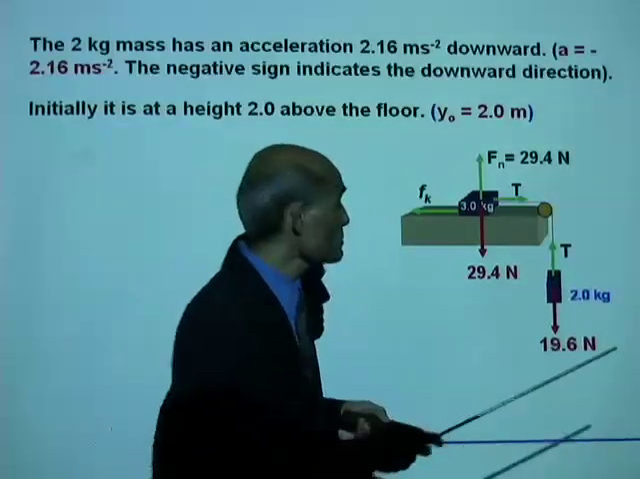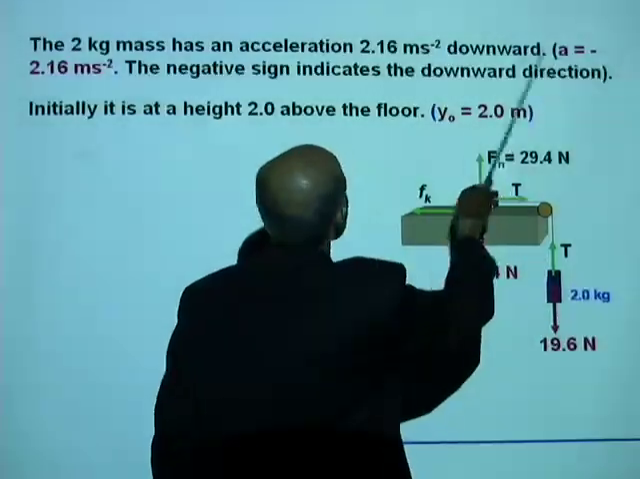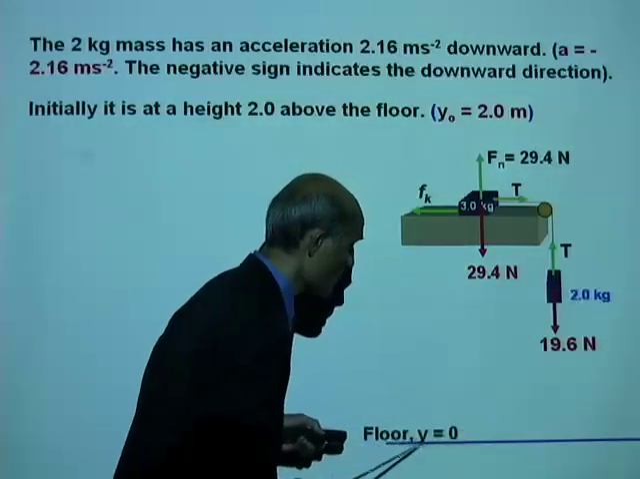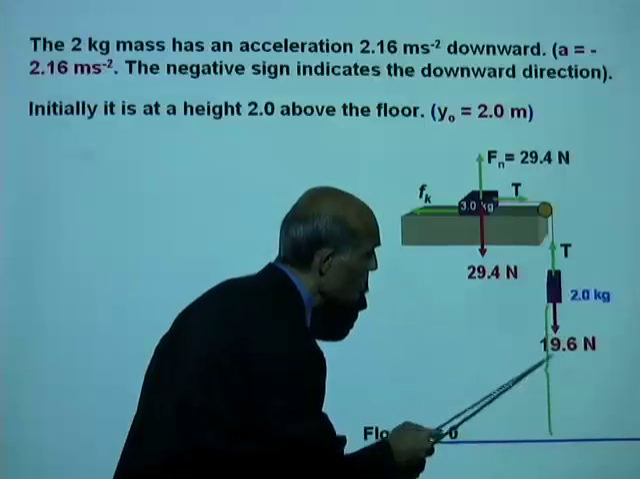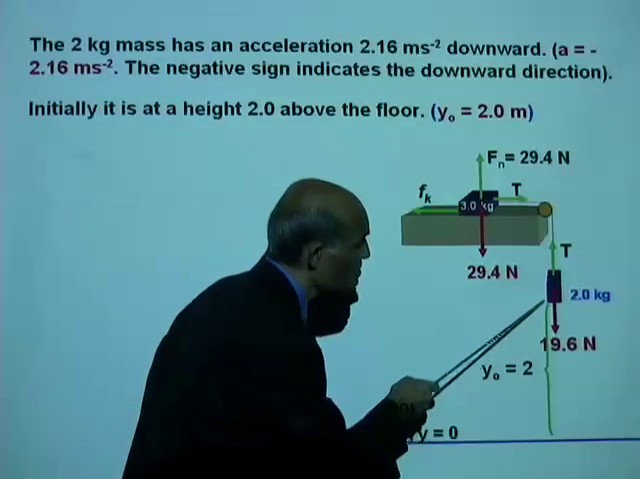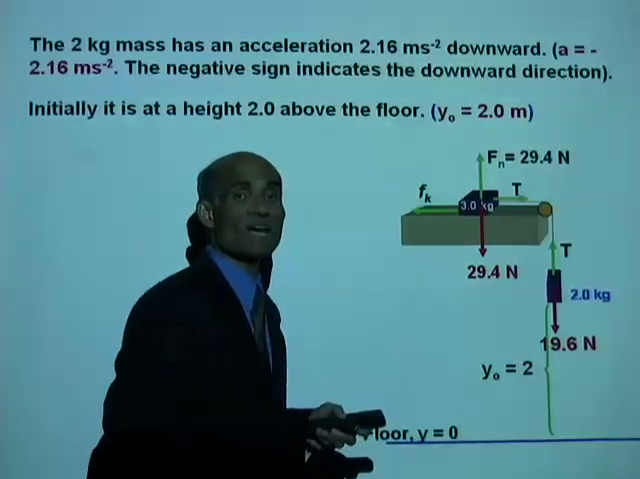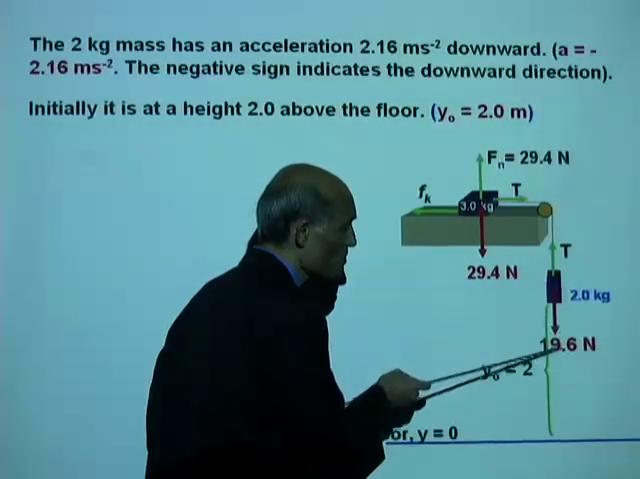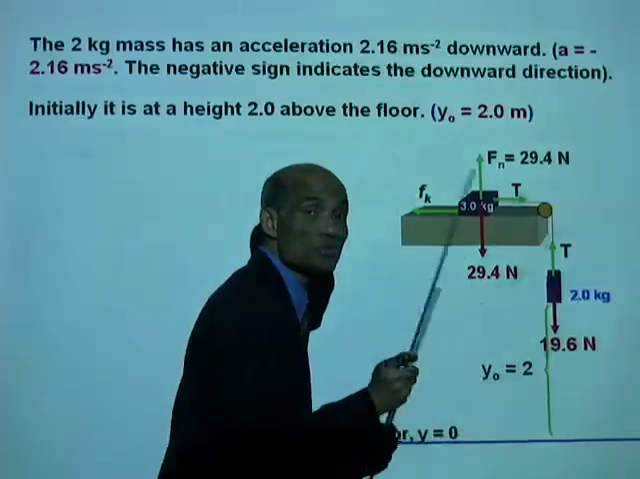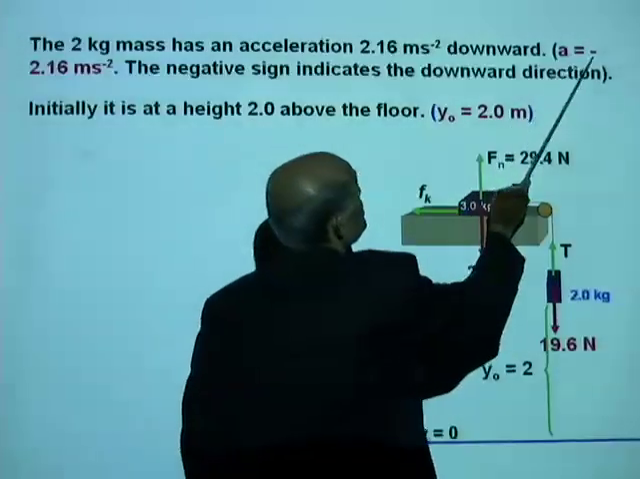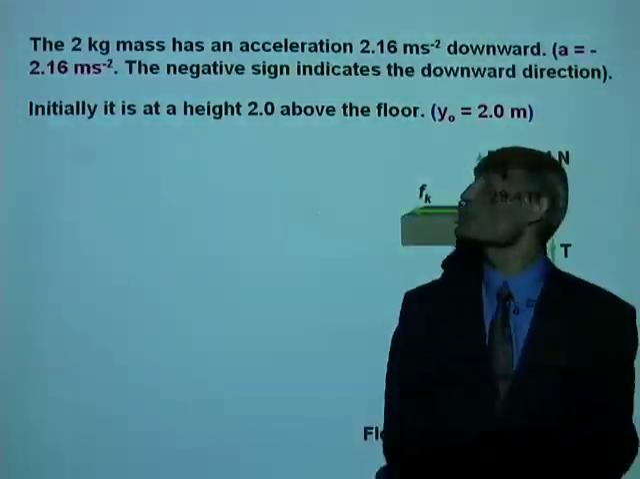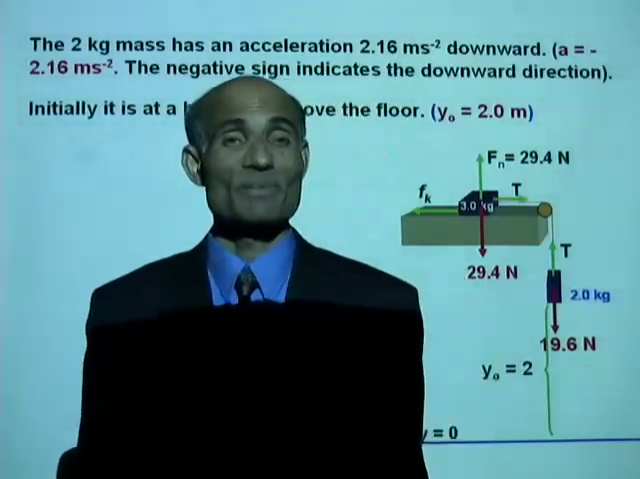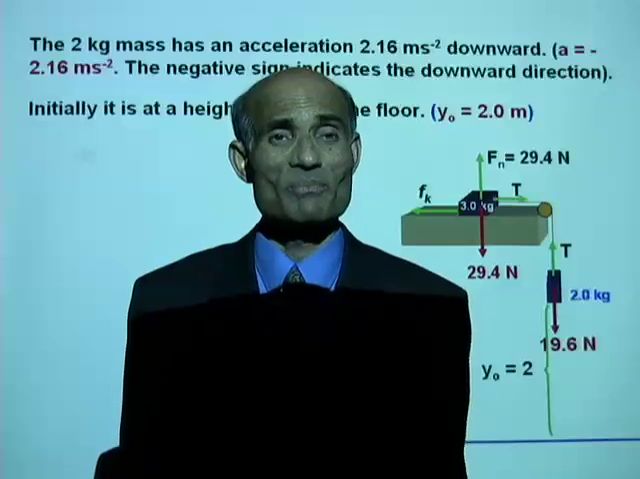Well, now that you know the acceleration is negative 2.16 meter per second squared, and y equal to 0 is at 2 meters below where the mass is, we need to find the time taken for this mass to drop through 2 meters with an acceleration a equal to negative 2.16 meter per second squared. Can you tell me how to do this problem?